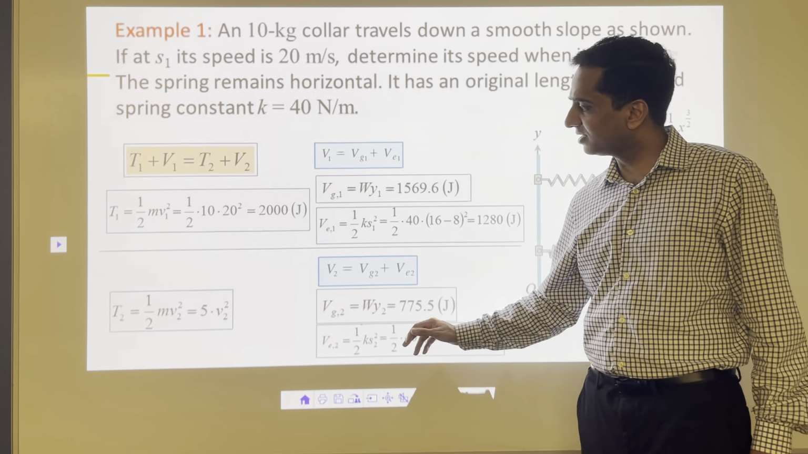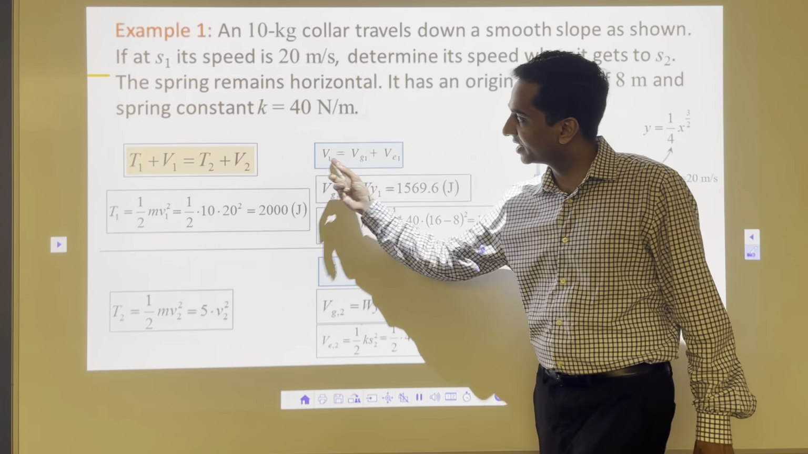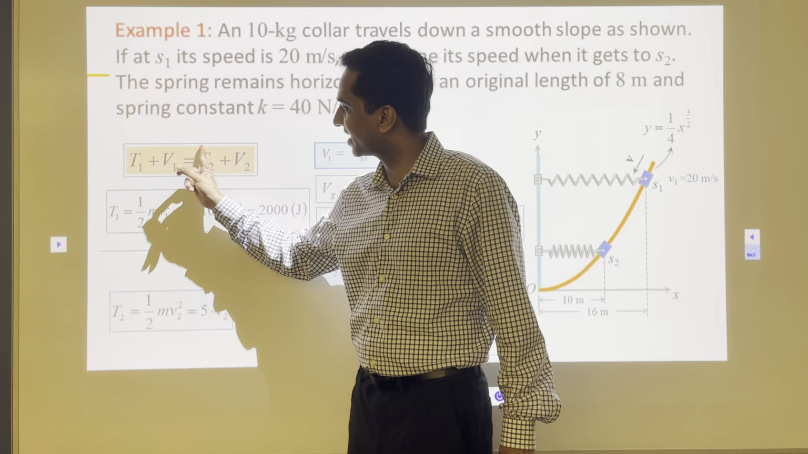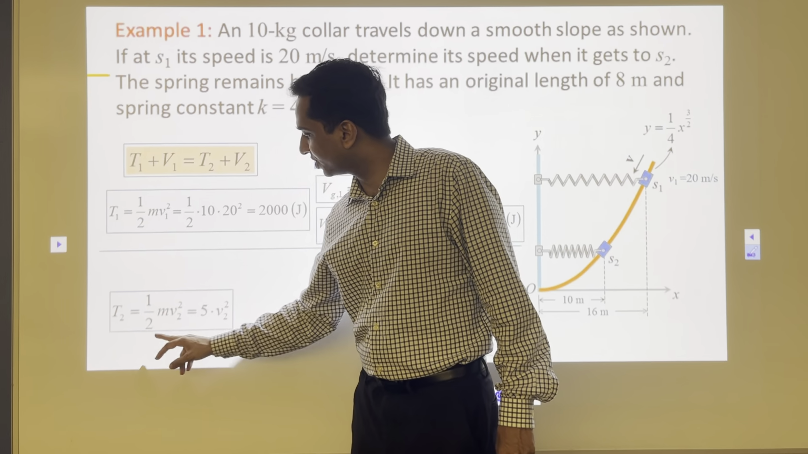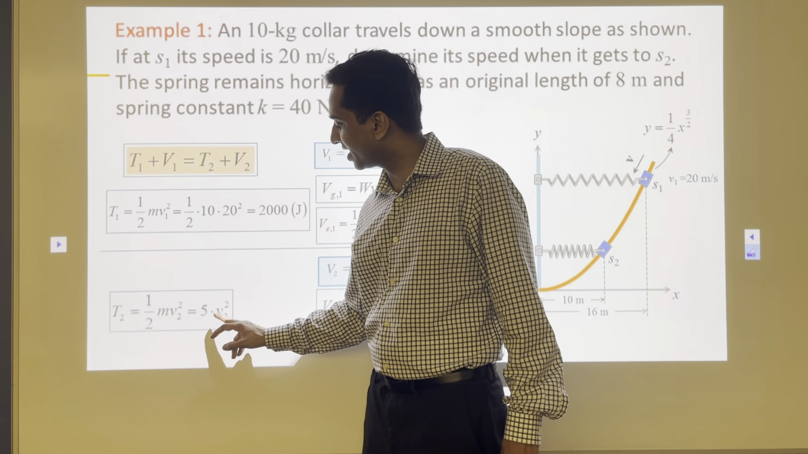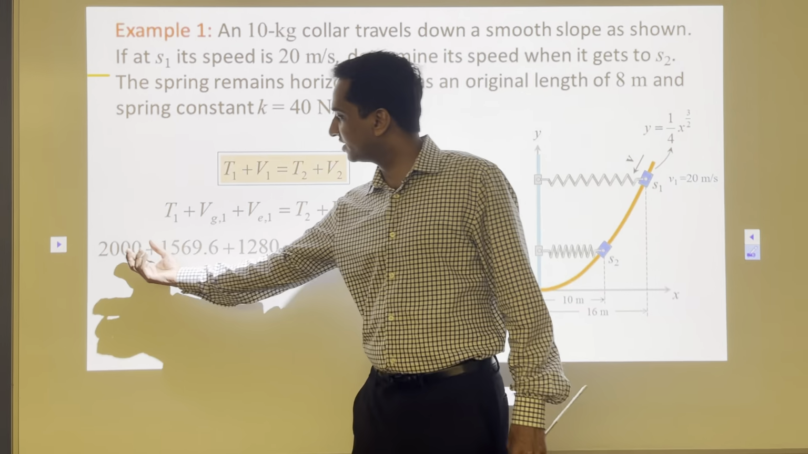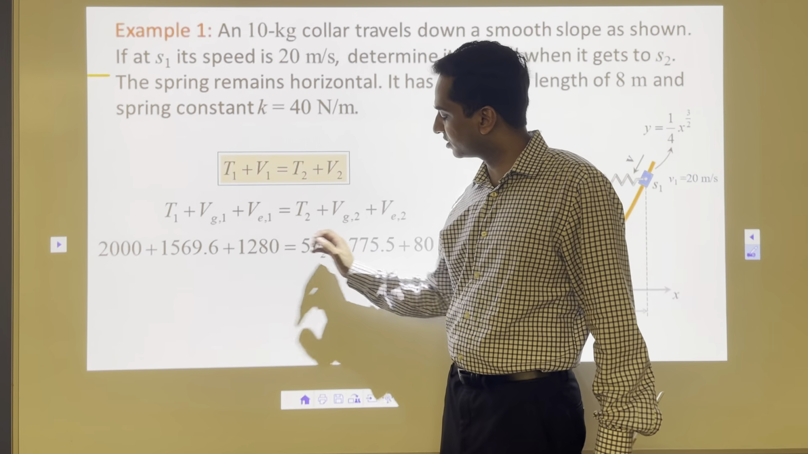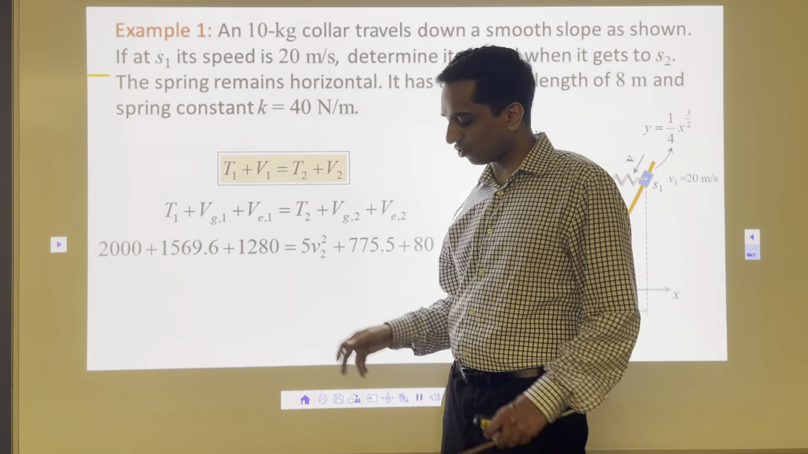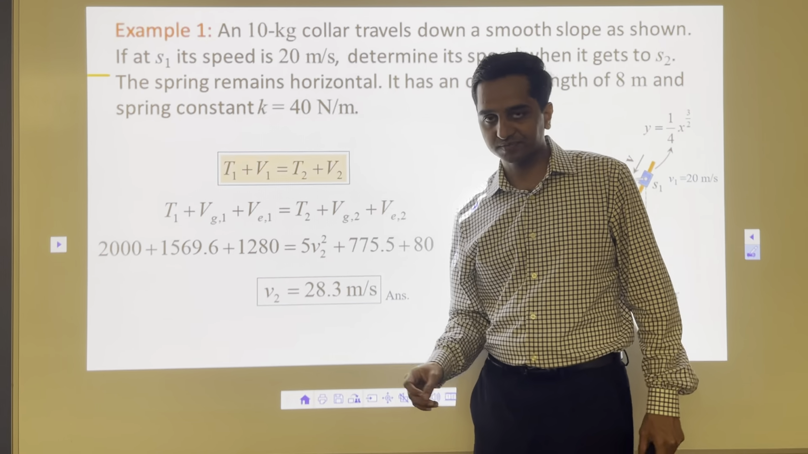So once you do that, I'm going to take these values of V1 and V2 all together, put them here and here, and then I can calculate T2. Here T2 is 1/2 mv2 square, and then I can calculate V2. If I put all the numbers in, all the potential energy, gravitational energy, kinetic energy, then I will get the value for V2 as 28.3 meters per second.